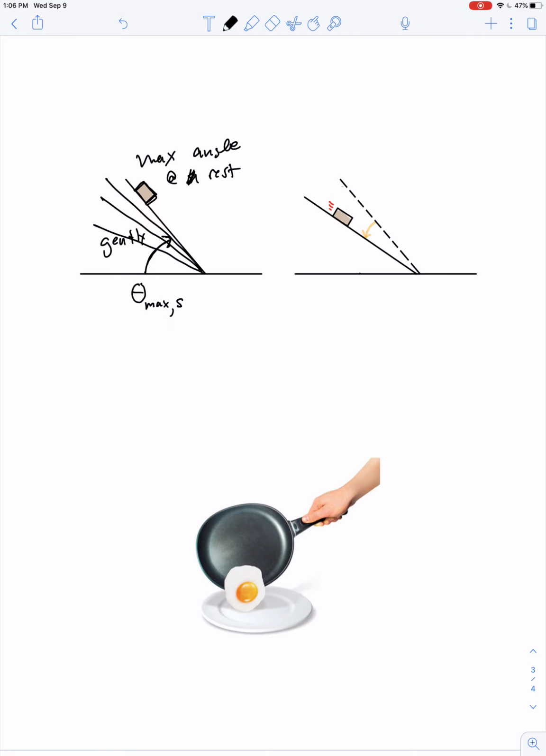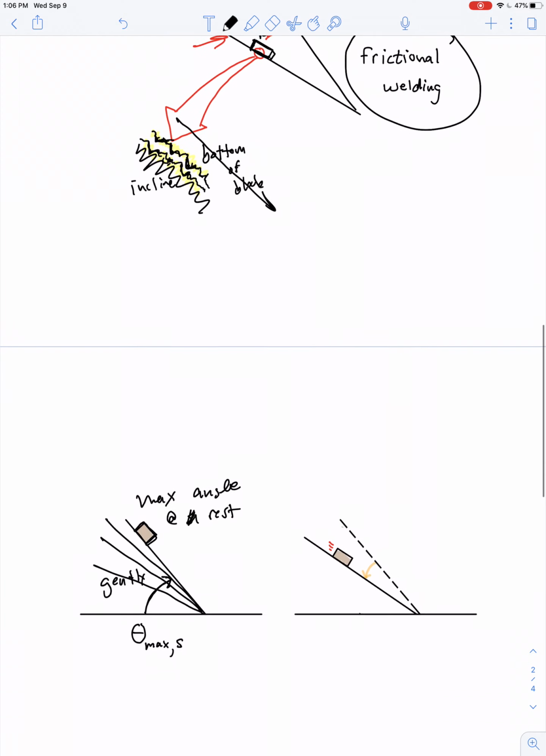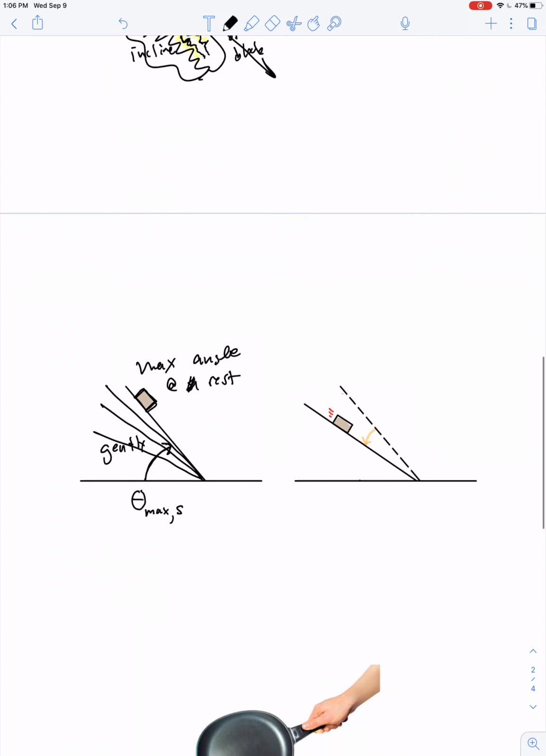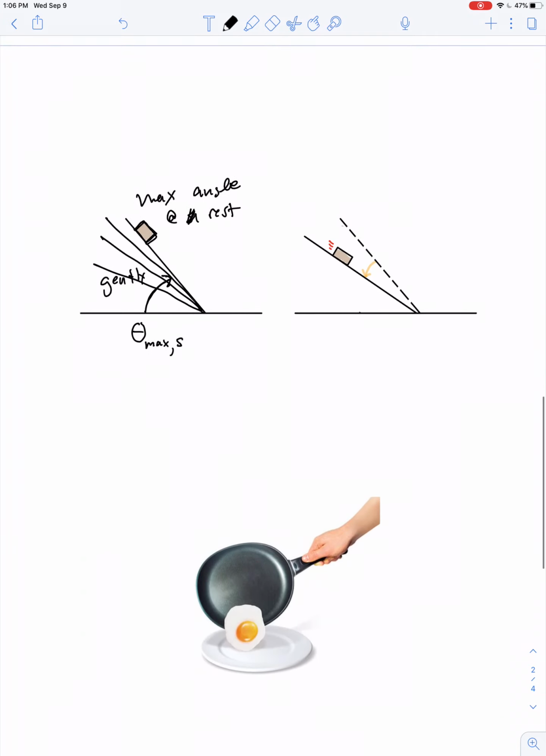If you lift it any higher than that, you break the frictional welding. The peaks and valleys don't line up like puzzle pieces, and instead all the little peaks bounce across each other, and the object starts to move. Well, if you get past this maximum safe angle to keep it at rest and it starts to move, it's guaranteed to accelerate, not move with constant velocity.